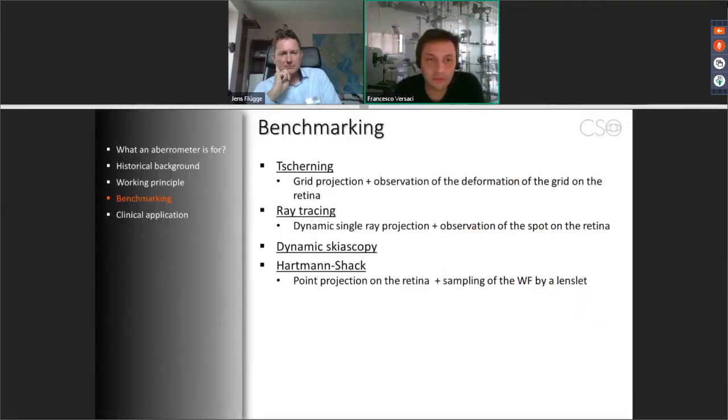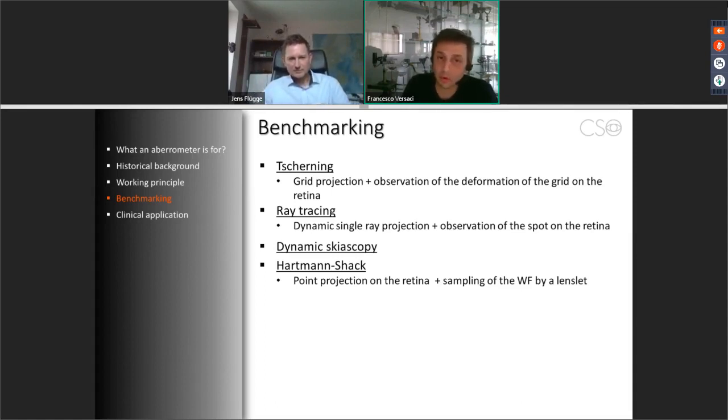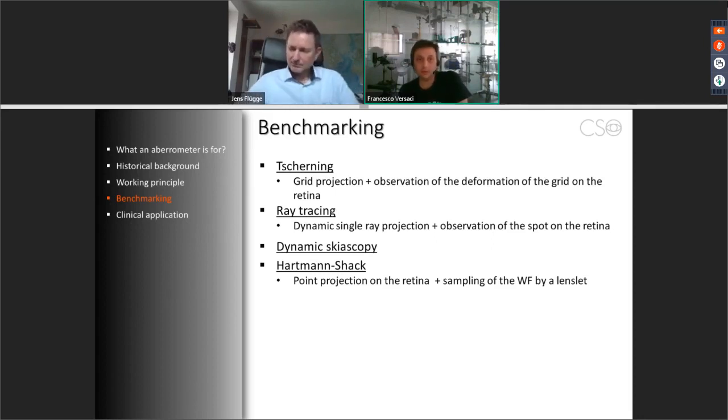Let's now do some kind of benchmarking, some kind of comparison with the optical principles that drive the devices that are on the market at the moment. Three aberrometers still use the shading method. Those aberrometers are the Z-Wave and the Alcon aberrometer, the Allegro.